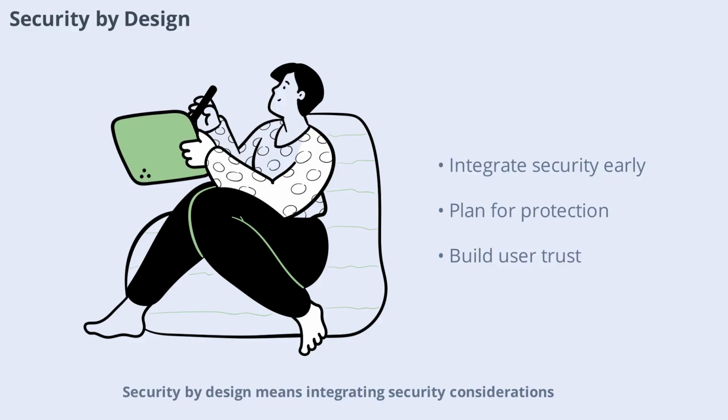Security by design means integrating security considerations into every stage of your development process. From initial planning to deployment, always think about how to protect your app and its users. This proactive approach reduces the risk of vulnerabilities and builds trust with your audience. Let's explore how to apply security by design.